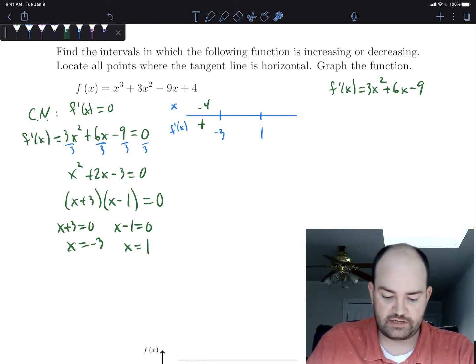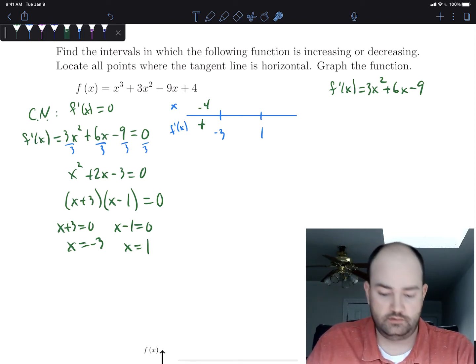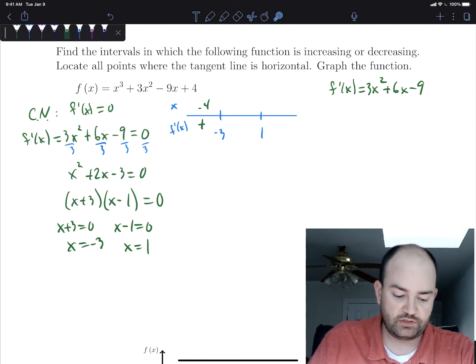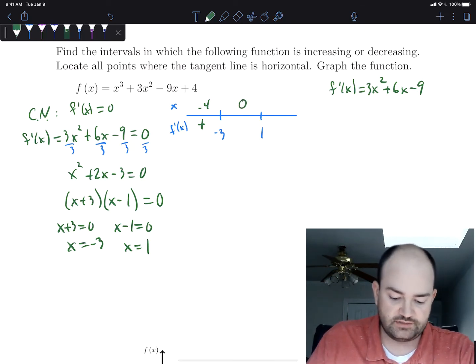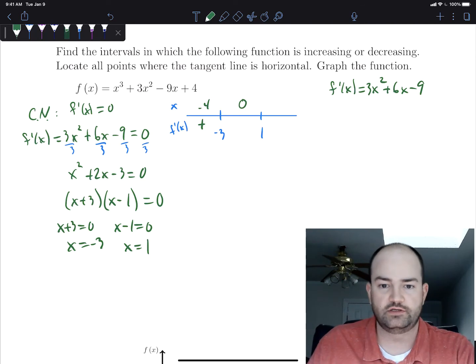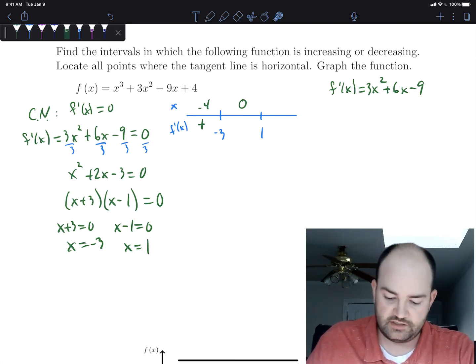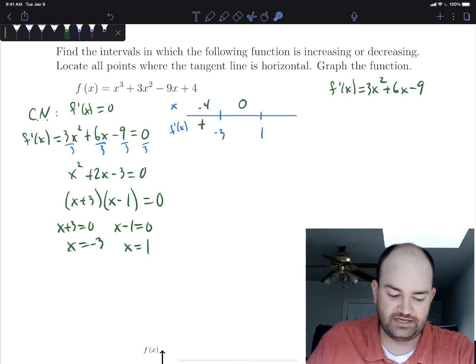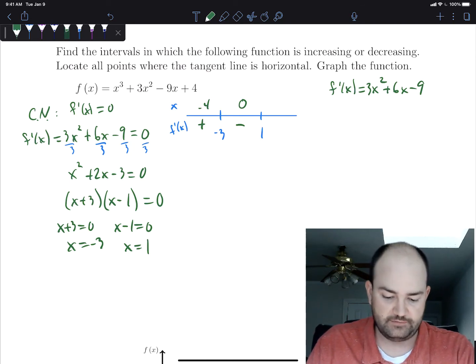Now, between negative 3 and 1, notice, frankly, if you can ever choose 0, choose 0. It makes everything easier. It really does. So, plugging in 0 into here, 0 squared, 0, we're left with negative 9. So this is going to be negative in here, which means the function is decreasing from left to right.